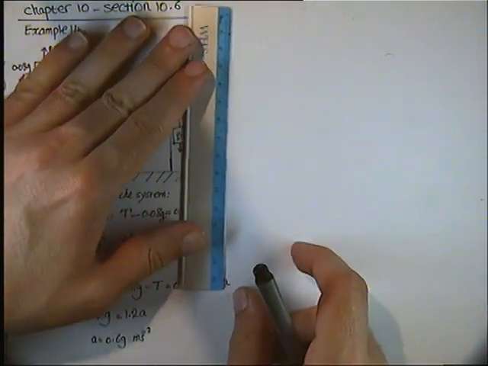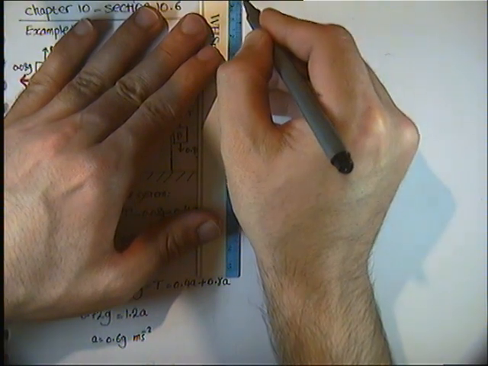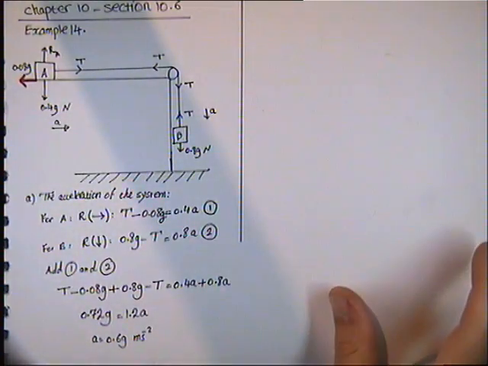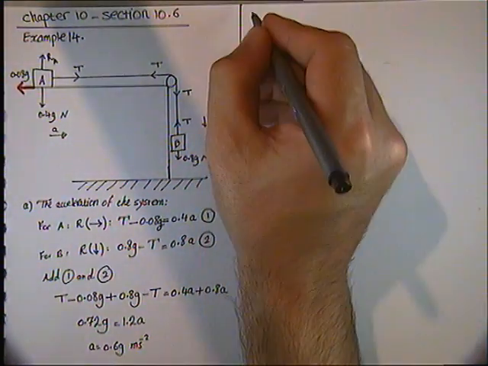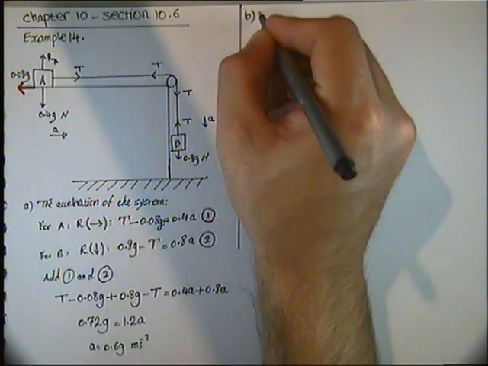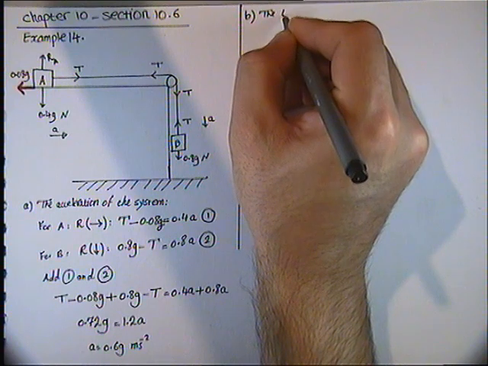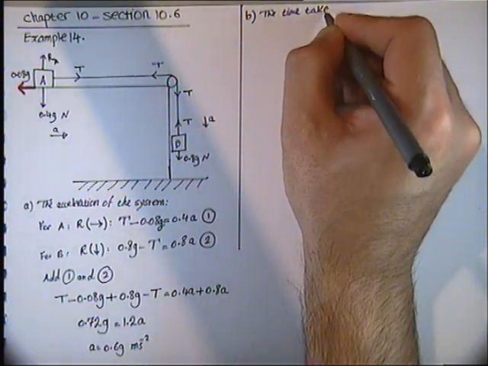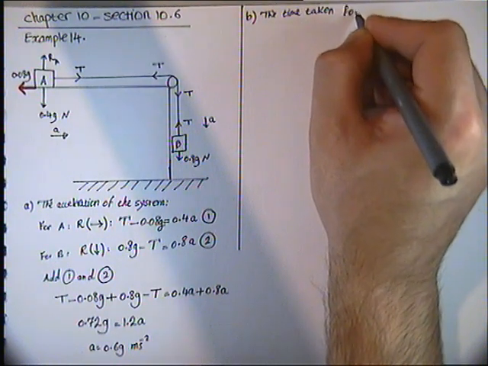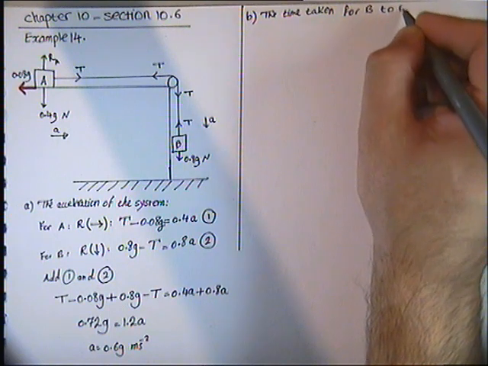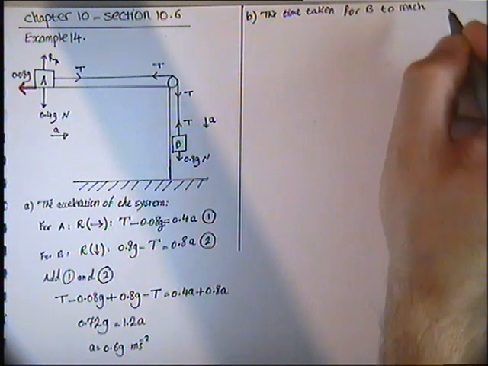Let's move on to part B and C. For part B, it says: the time taken for B to reach the ground.